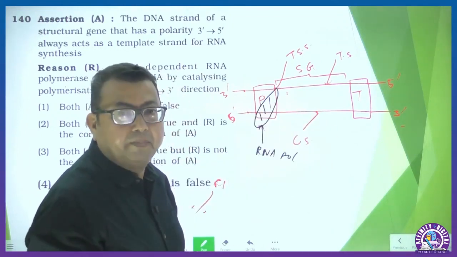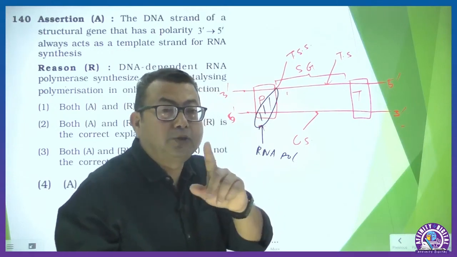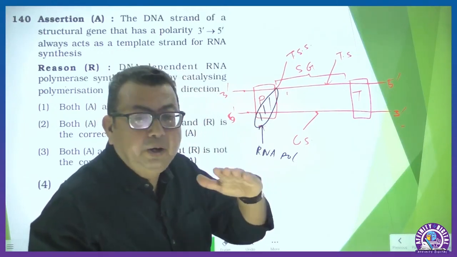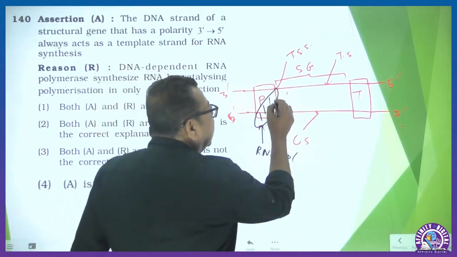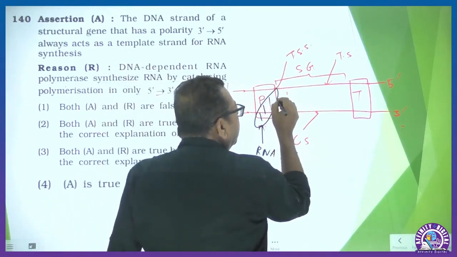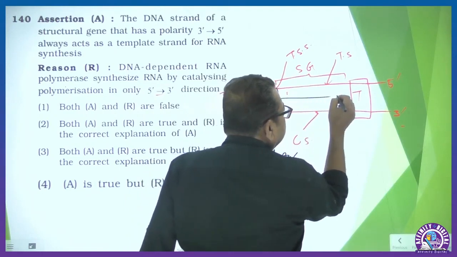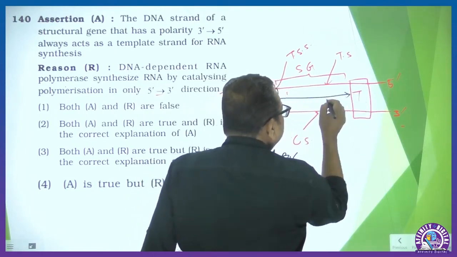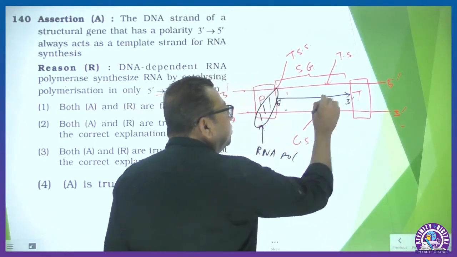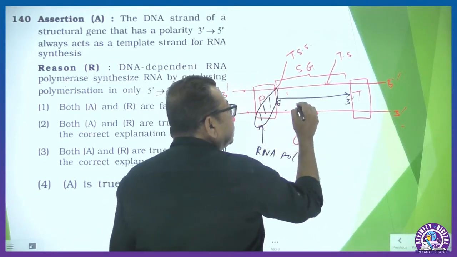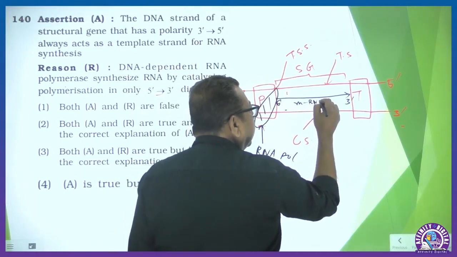RNA polymerase ko RNA banane mein ek DNA template ki zarurat hota hai. And as you know from Watson and Crick model that two nucleic acid strands should have anti-parallel polarity, and RNA polymerase enzyme first binds to promoter and starts transcribing the RNA in 5 prime to 3 prime direction, that means towards the terminator, and it moves towards the terminator. This is suppose a RNA called mRNA.